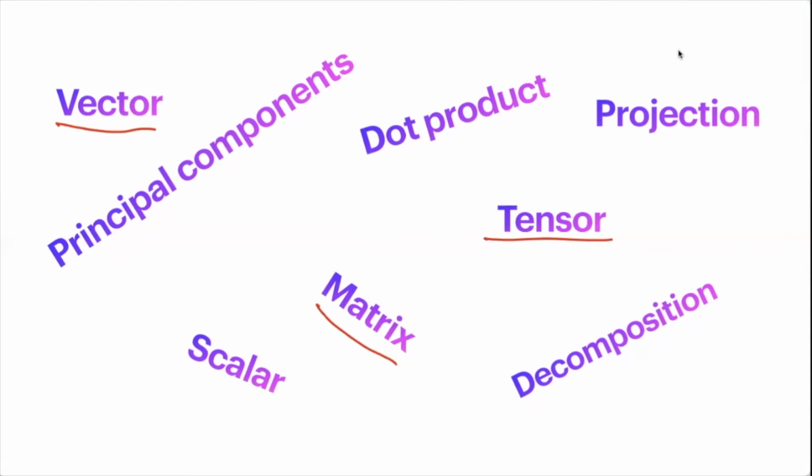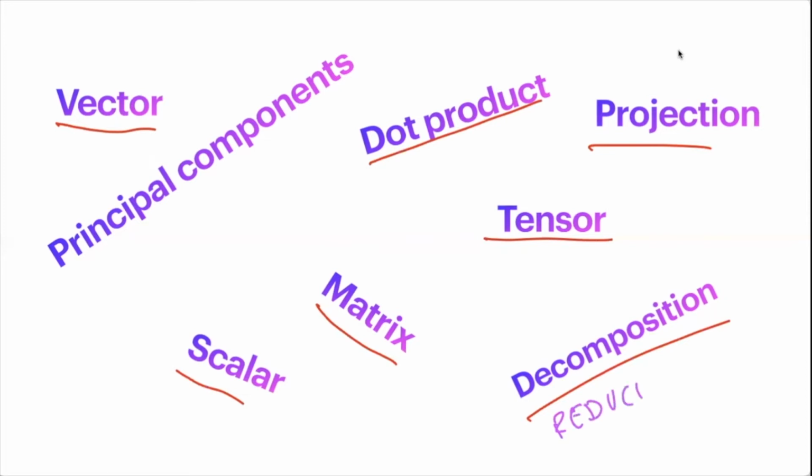Other concepts which are part of the linear algebra theory are dot products, scalars, projections, decompositions. Sometimes you might have heard reduction or perhaps even embeddings. Those are also words that belong to linear algebra. So if you hear about those or read those, it's very likely that you are in linear algebra territory. And the most fundamental building block for linear algebra is the concept of vectors.